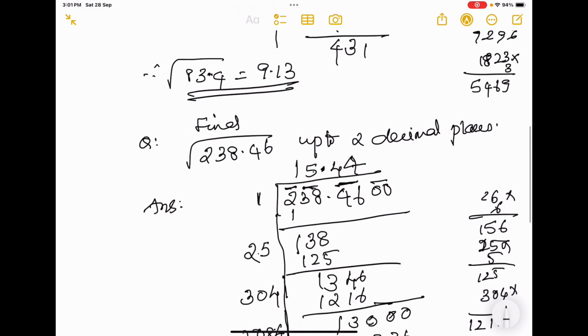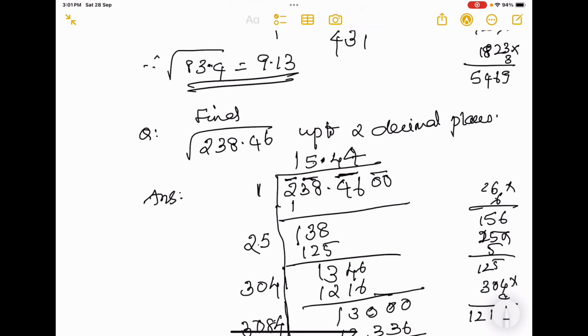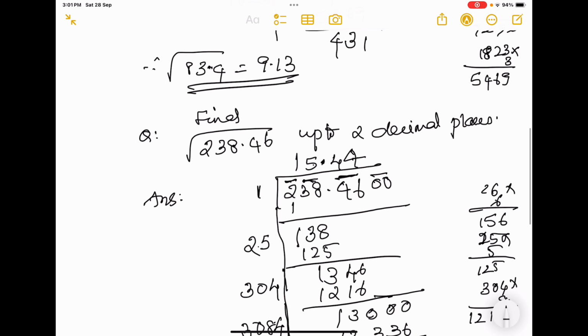Then another question, find the root of 238.46 up to 2 decimal places. Here 238.46, before the decimal there are 3 digits. We group it from ones place to the left as 38 one group and 2 as the last group. And after the decimal 46 there are 2 digits, so 46 is one group from left to right. Please be careful when grouping: before the decimal from ones place to left, and after the decimal from left to right. That is 46 one group, and we need one more group, so you add one pair of zeros.